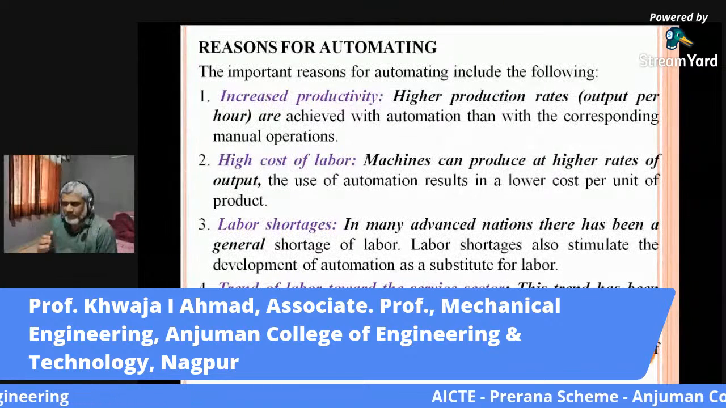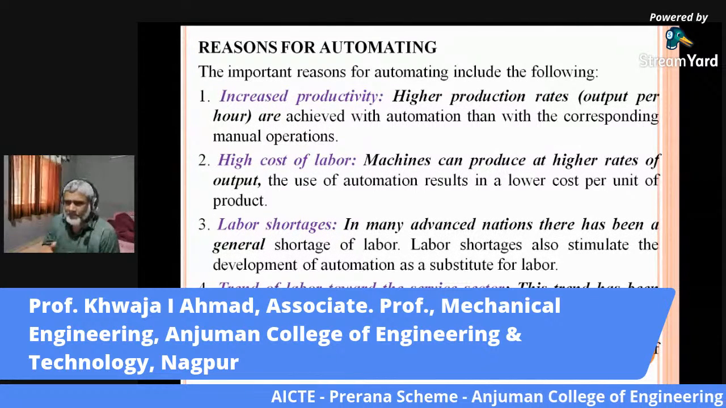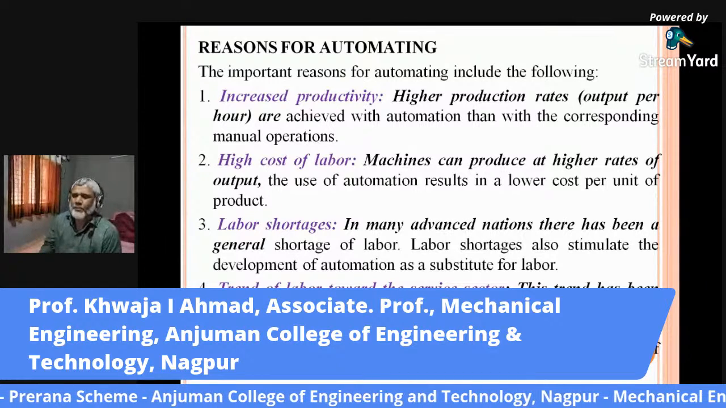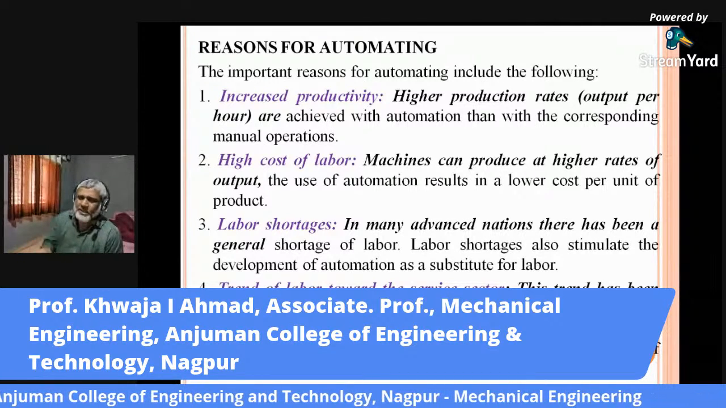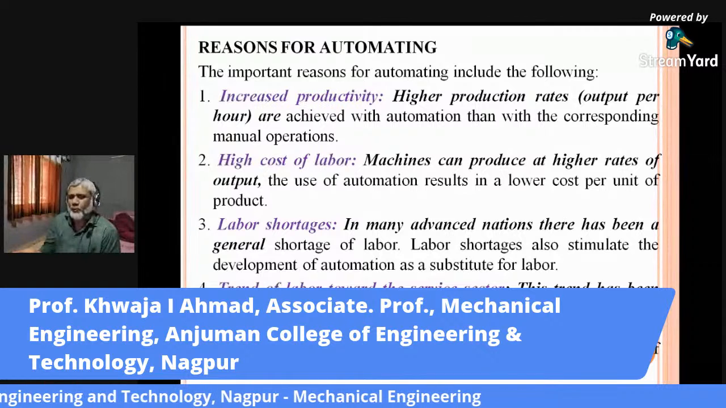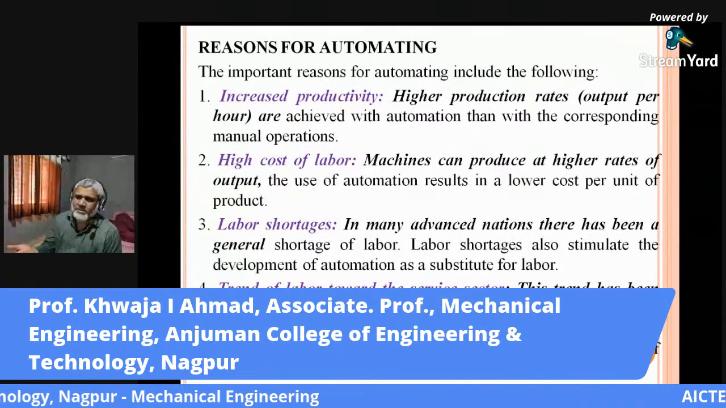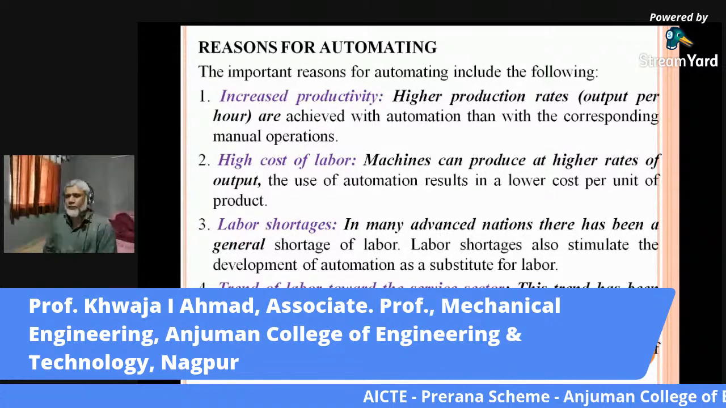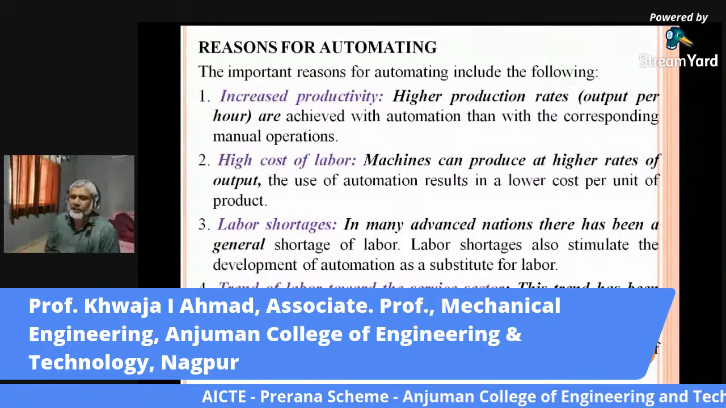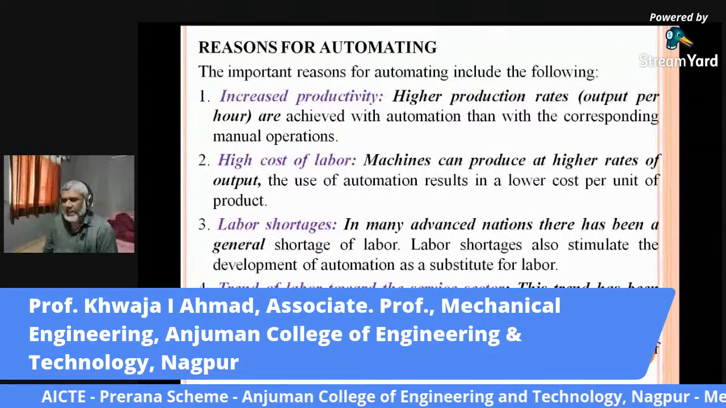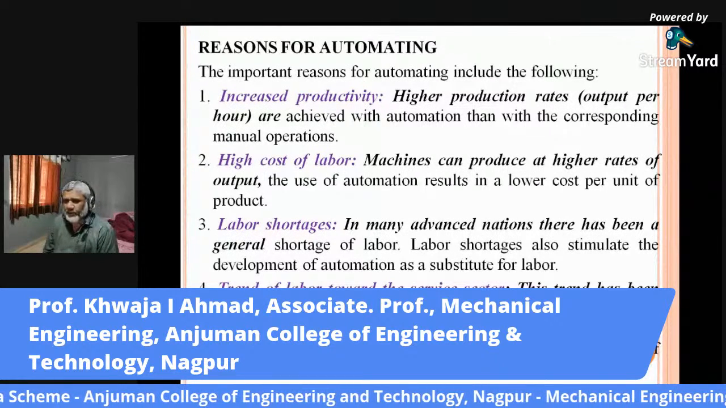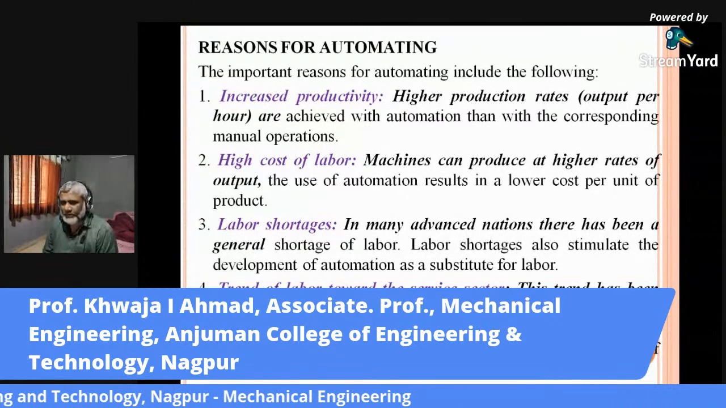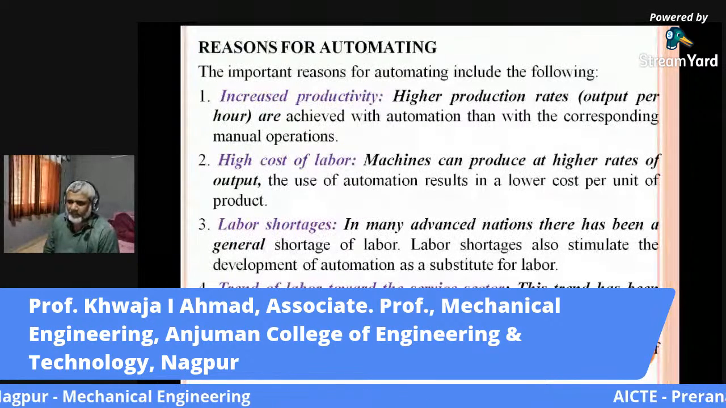So when scrap generation will be less, ultimately acceptable products will be more. So with the same input, the maximum output will be available, and that is nothing but increasing the productivity. Second reason for automating, particularly in European or American countries, was the high cost of labor. That's because they moved swiftly towards automation over the last 70 years.